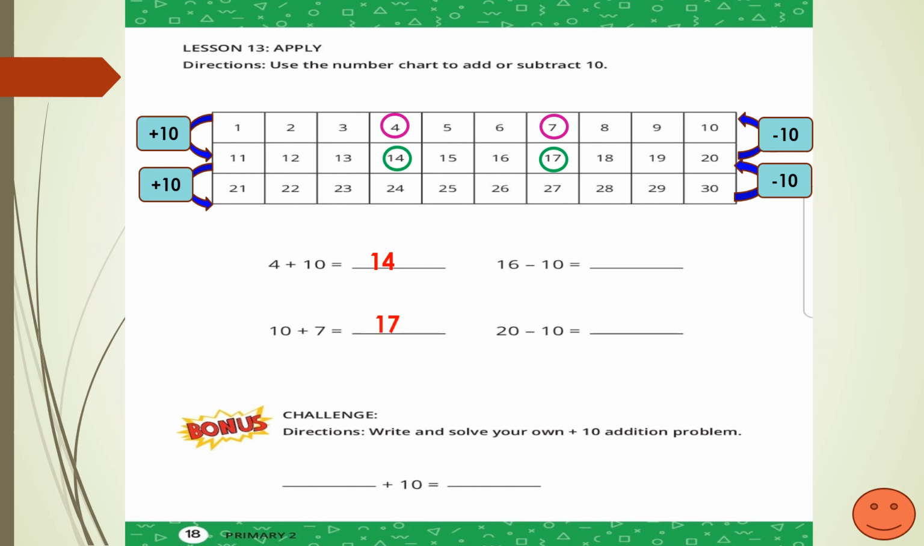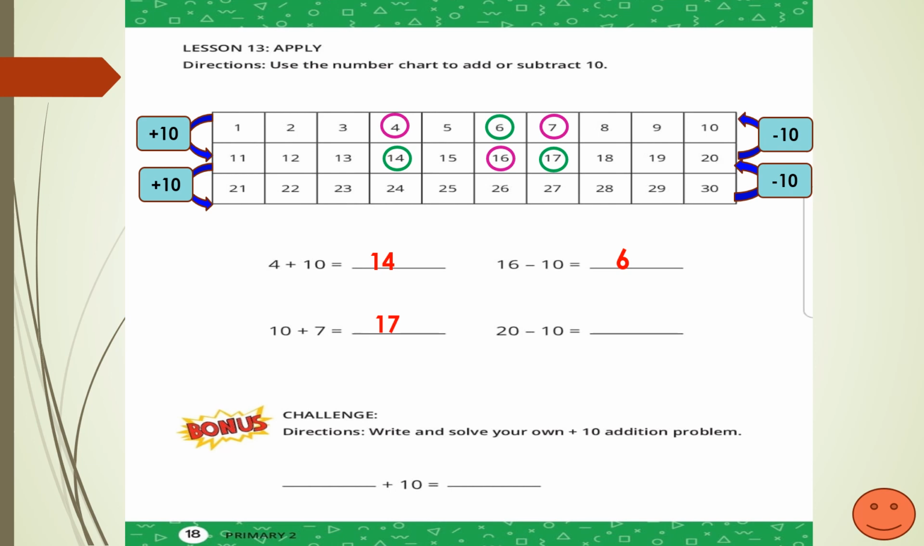The next problem, 16 minus 10. Here we are subtracting, so we will count back. First, you have to place 16 on the number chart. Here is 16. 16 minus 10. So we will count back the number up. We will look up, okay? So the result is 6.